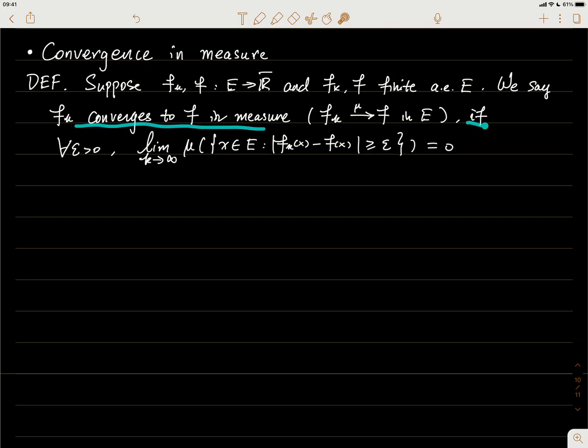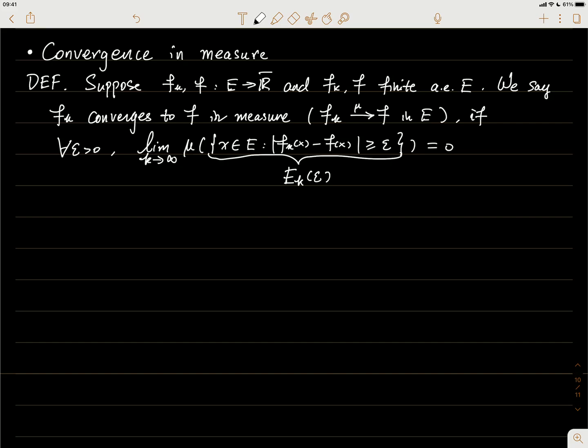So we say that it's a convergence in measure if for any positive epsilon, the limit of the measure of this set is 0. So this set is something we have seen before. For every fixed epsilon and every fixed k, this is the set of points where fk deviates from f by at least epsilon. Previously, we denoted this set as E k epsilon. So once you fix the epsilon, you can focus on each specific fk, and this is the collection of points where fk differs from f by at least epsilon. Okay, so this is the definition for convergence in measure.